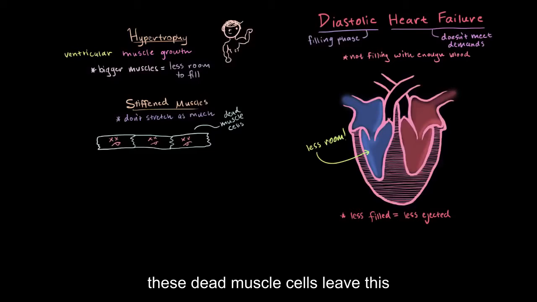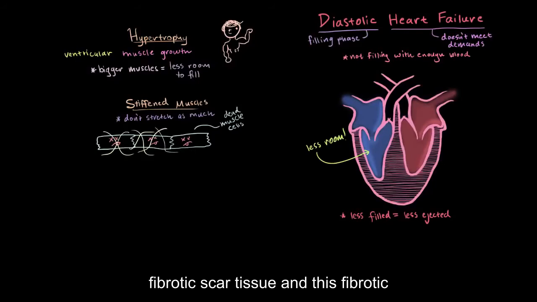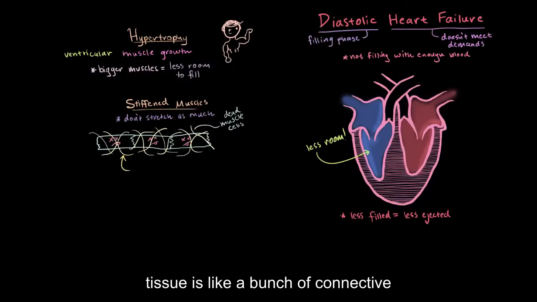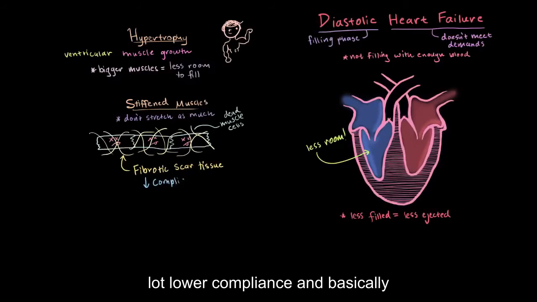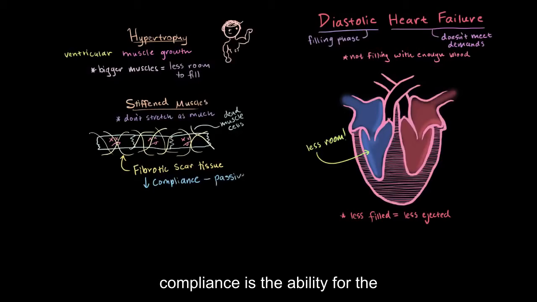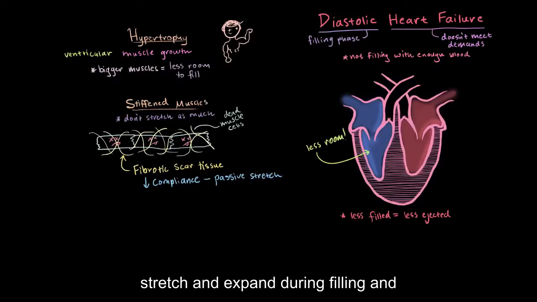So these dead muscle cells leave this fibrotic scar tissue, and this fibrotic tissue is like a bunch of connective tissue, and that connective tissue has a lot lower compliance. And basically, compliance is the ability for the ventricle or for any tissue to passively stretch and expand during filling. And this is super important for the heart, because more stretch, more compliance means that it can fill more. It can get more blood.